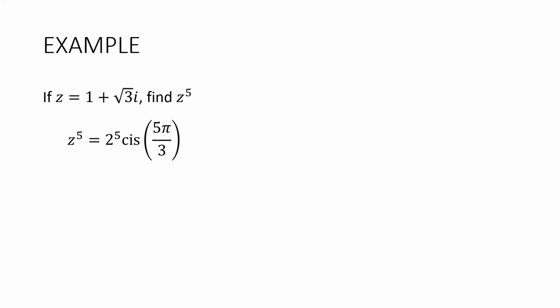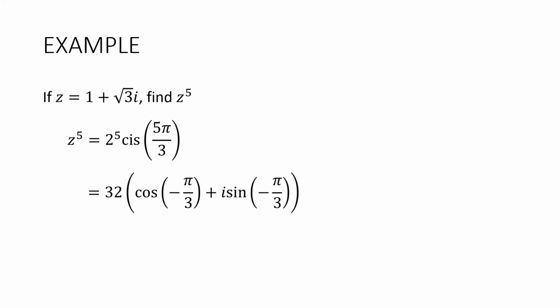But let's turn it to Cartesian form. So expand it out. Cos of negative pi on 3 plus i sine of negative pi on 3. All right, first thing we want to do, which quadrant is it in? It's down here.